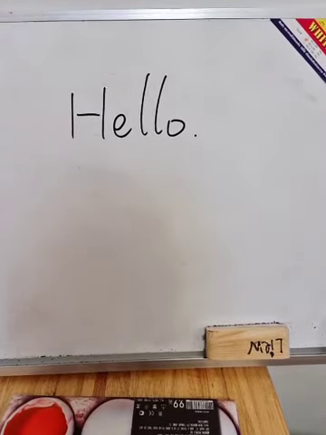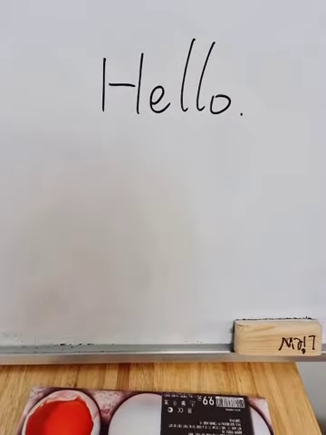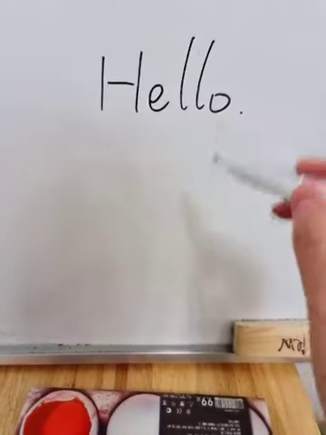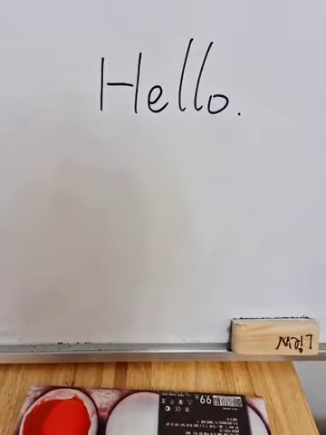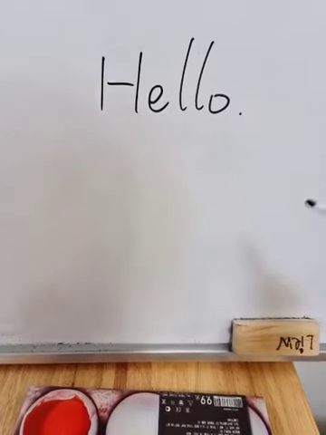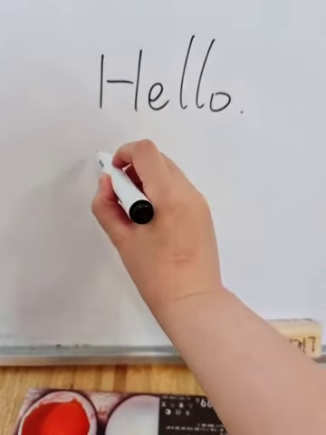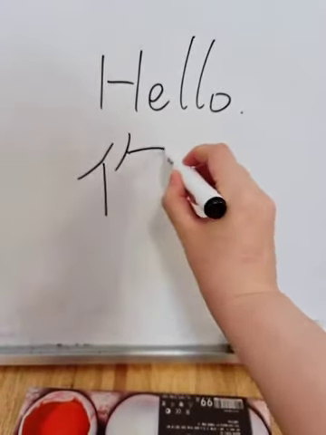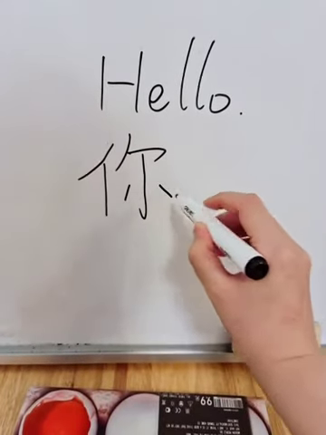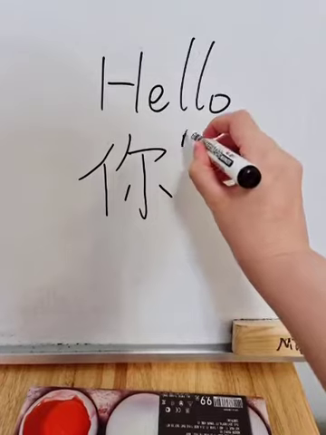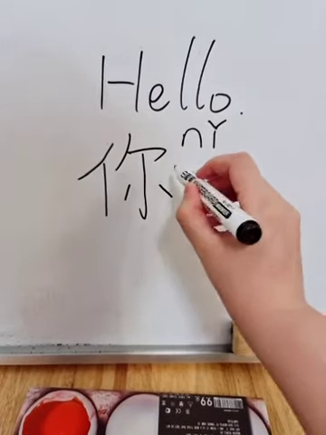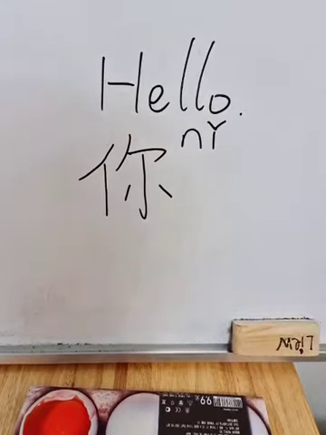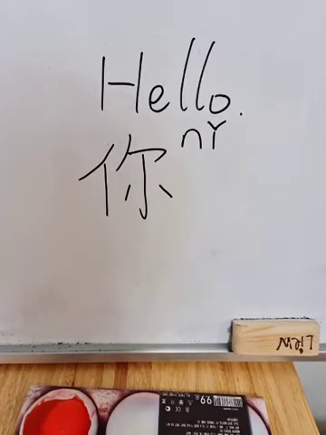Okay, let's see. 你, this word. When we write a Chinese word, we can write from left to right or up to down. So when we write 你, it's a left-right structure. The left part is like this, 1, 2. The right part, 1, 2, 3, 4, 5. And the pinyin is ni, 你. And 好 also has 2 parts, the left part and the right part.